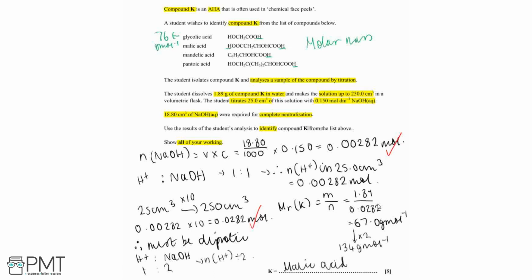Then the third mark was for working out the initial molar mass of K. Then, as we deduced, K would have to be diprotic, so the fourth mark is for some statement which identifies that none of the molar masses of the monoprotic acids linked up with our answer, therefore we must have the diprotic acid. And then the fifth and final mark was for therefore identifying that K must be malic acid.